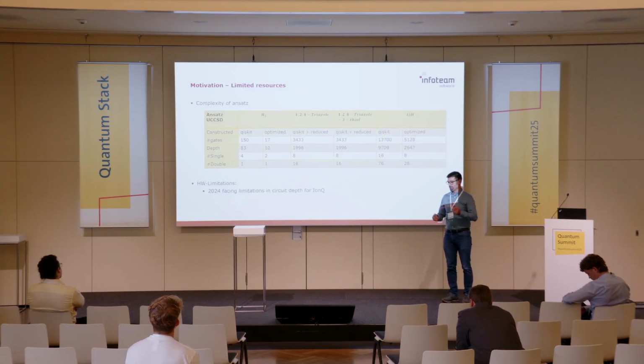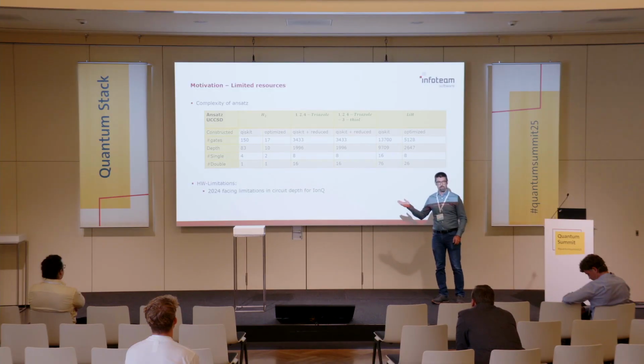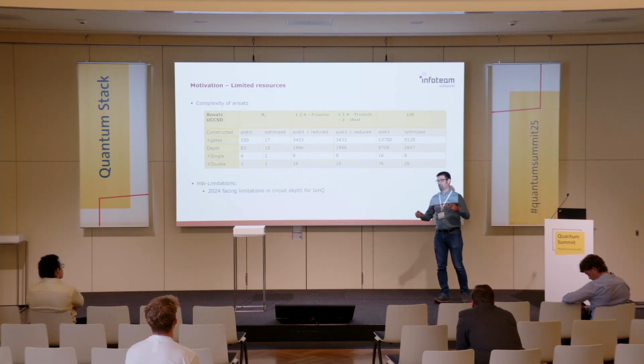So we chose to use the VQE with an ansatz of UCCSD. That's the gold standard for calculating the ground state of chemical molecules. I show you here that we benchmarked from a small molecule like H2 to the LiH molecule. And in between we have our inhibitor molecules. So you see we have a range of gates in our ansatz from 150 to 13,700, and depth of our ansatz from 83 on the left to 9,700.